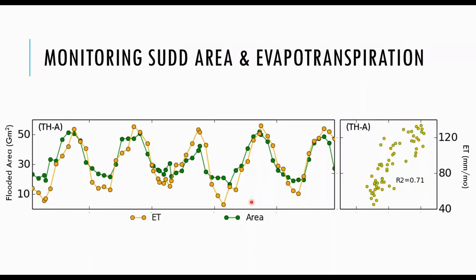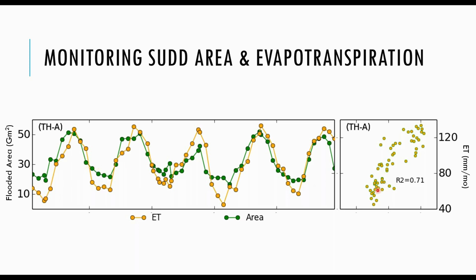And here's what happens over time. What I'm showing here is a time series of flooded area over 4 years. The area here in green is what we estimate from our synthetic aperture radar estimates. The yellow is evapotranspiration in millimeters per month, shown on the y-axis on the right here, from Alexei. So we've got a seasonal signal in which the area of the Sudd is more or less matching the evapotranspiration as we'd expect, because as the Sudd floods, more evaporates.